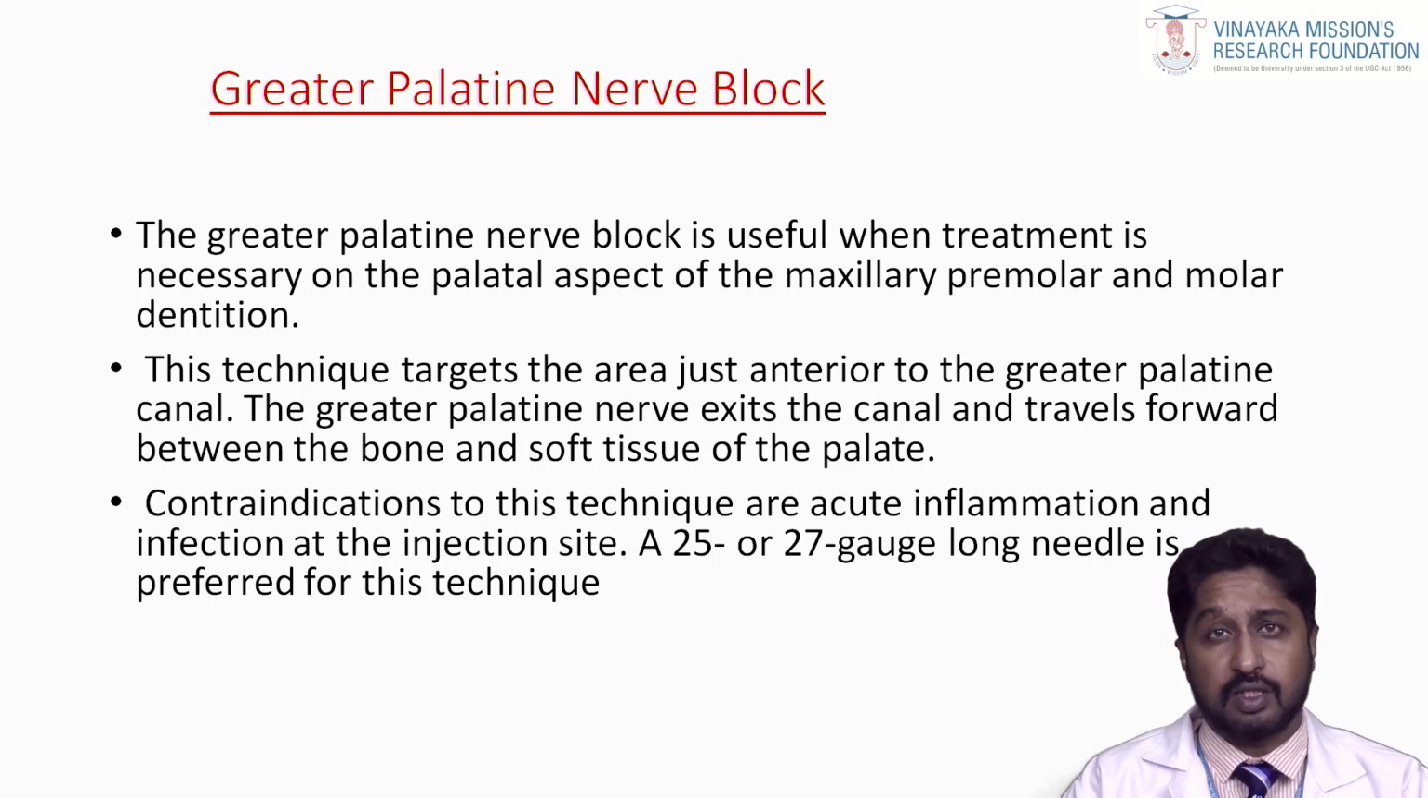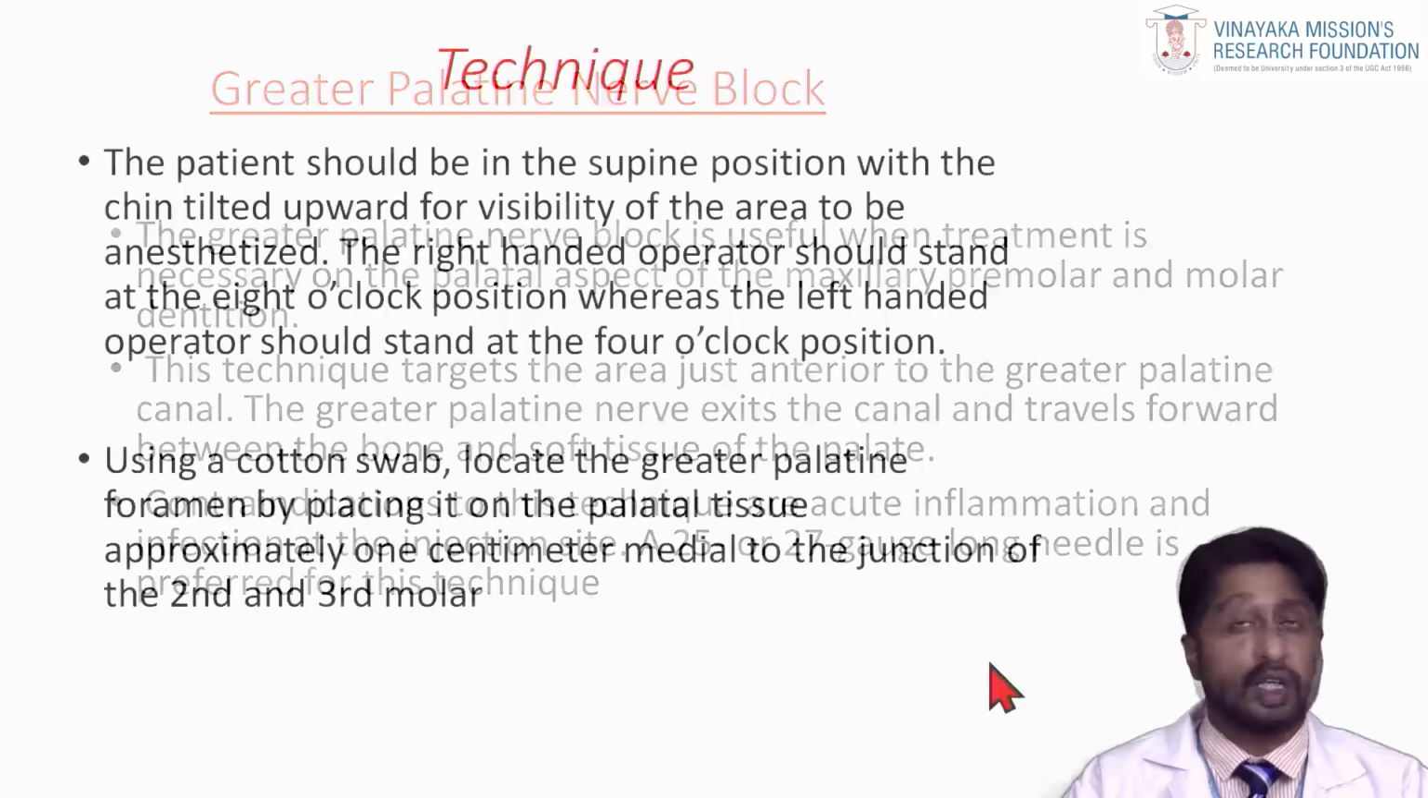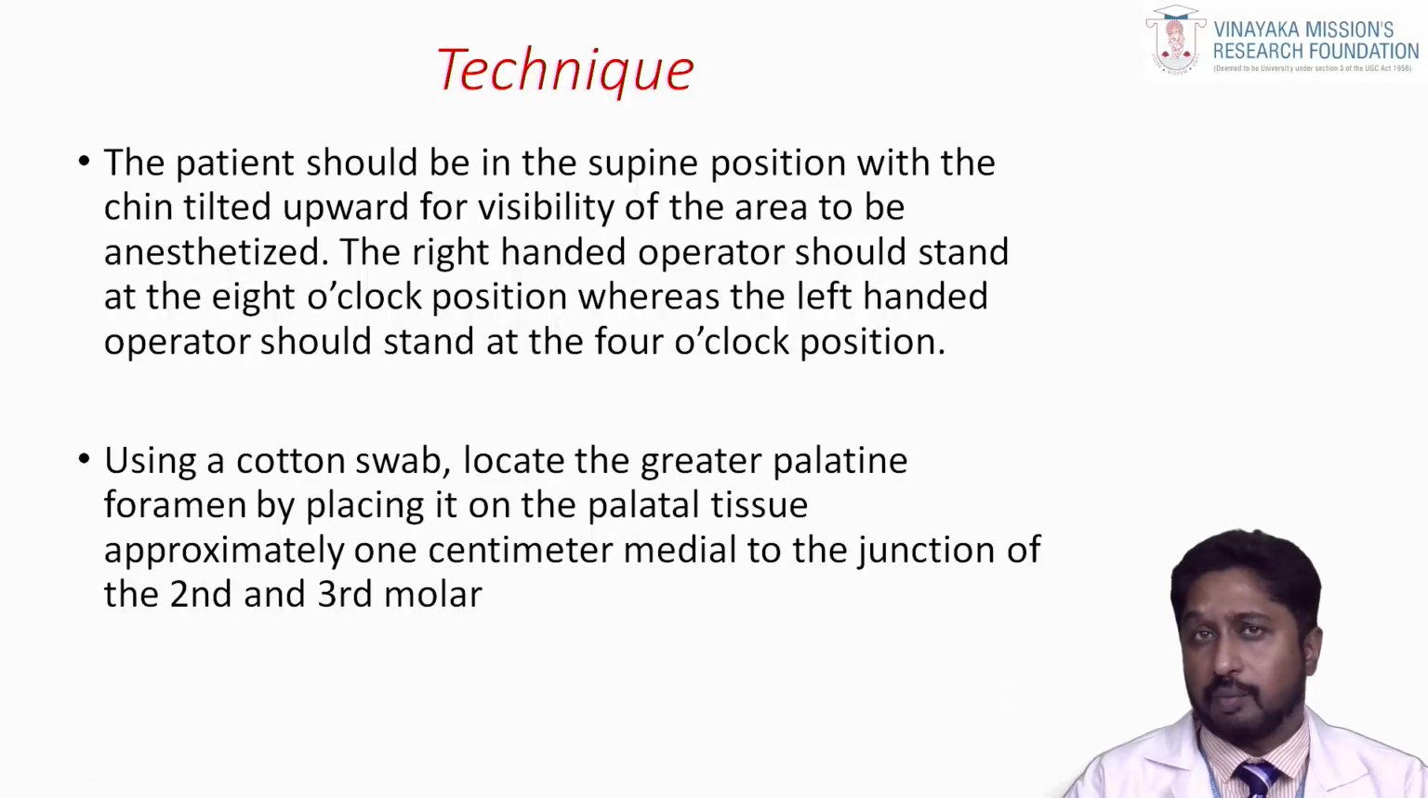Here, how this foramen is: you have the palate, then you have the palatal tissue, you have the nerve, and then the bone. So it comes in a sandwich type. Contraindications of this technique are acute inflammation and infection of the injection site, and a 25 to 27 gauge needle is preferred for this technique. So how do you give this greater palatal nerve block?